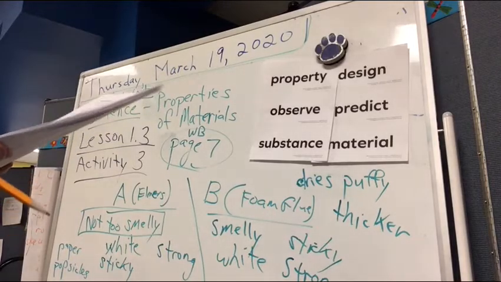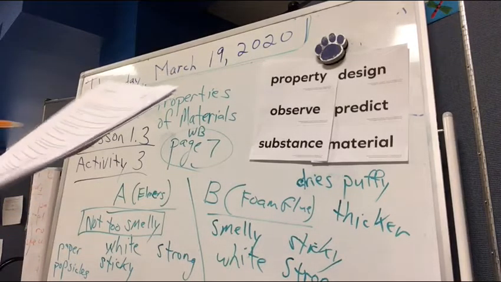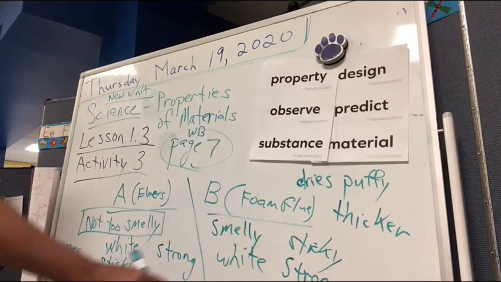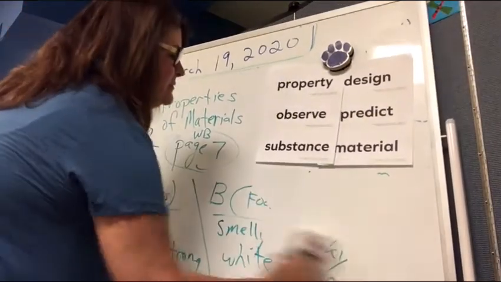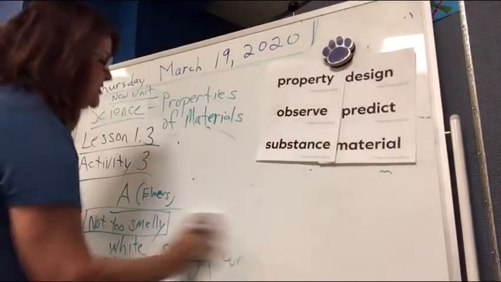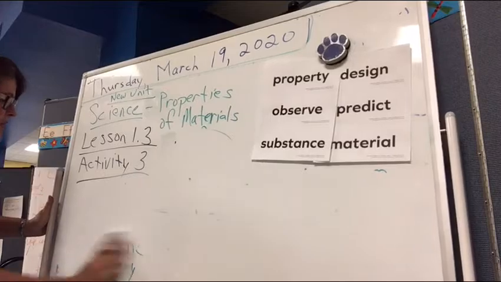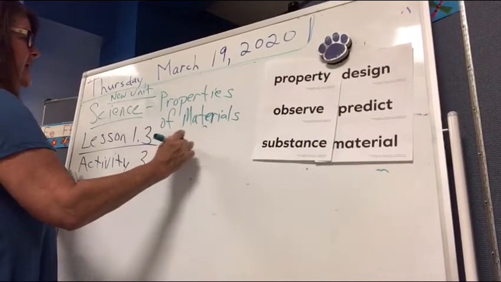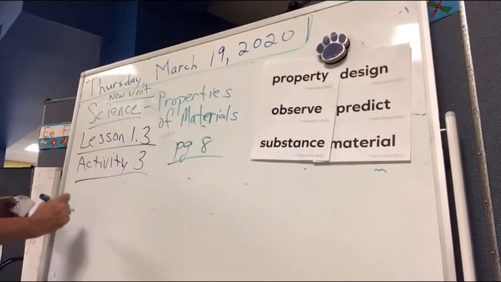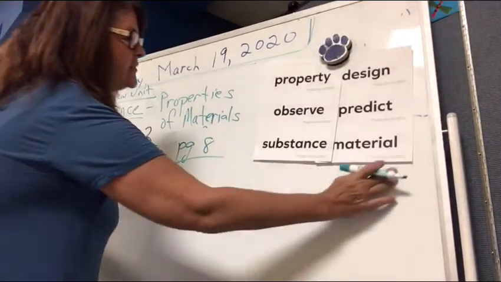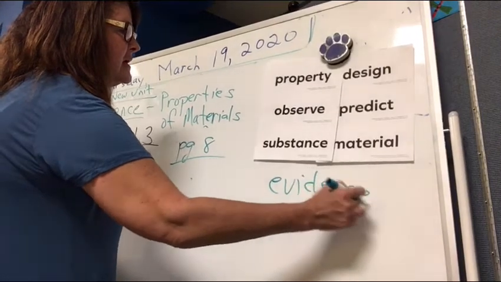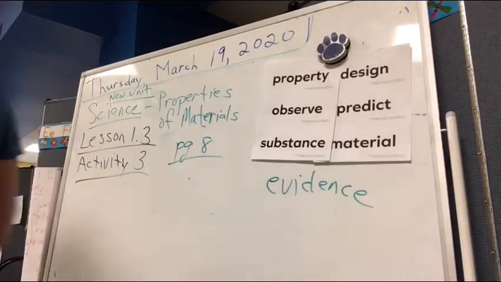Now the next vocabulary word is going to be evidence. Let's put evidence up on the board. Okay, so you're done with page 7, we're moving on to page 8, talking about engineers. Page 8 in the workbook. We are introducing the word evidence. These are some of the vocabulary words.